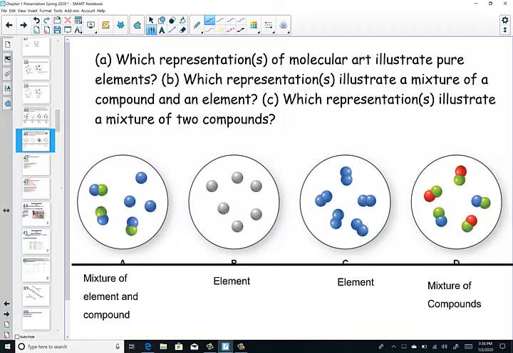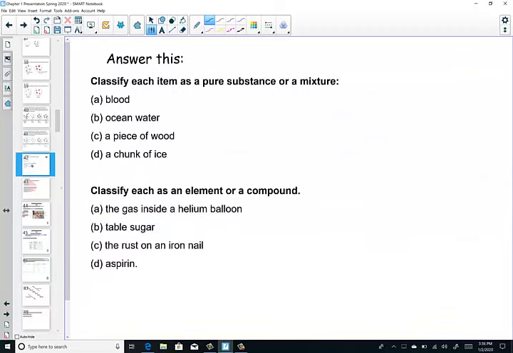Classify each as a pure substance or a mixture. Classify each as an element or a compound. I'm going to encourage you to pause. Make sure that you give yourself practice, and then let's check them when you're ready. Come back and let's check together.